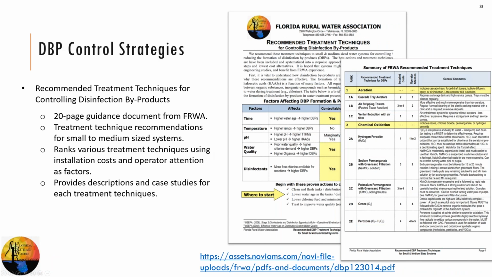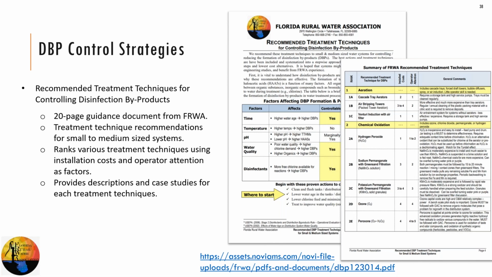Here's another resource on DBP control strategies. This is a 20-page guidance document from Florida Rural Water Association. It provides a list of treatment technique recommendations for small and medium-sized systems. The guidance document itself provides a summary of the factors that can affect DBP formation, and it recommends completing a 5-step aggressive cleaning and flushing program, which Florida Rural Water mentions can achieve an expected 30% reduction of TTHM and HAA5 from, again, smaller to medium-sized systems. And if that option fails, the manual recommends a bunch of treatment installation options as well.